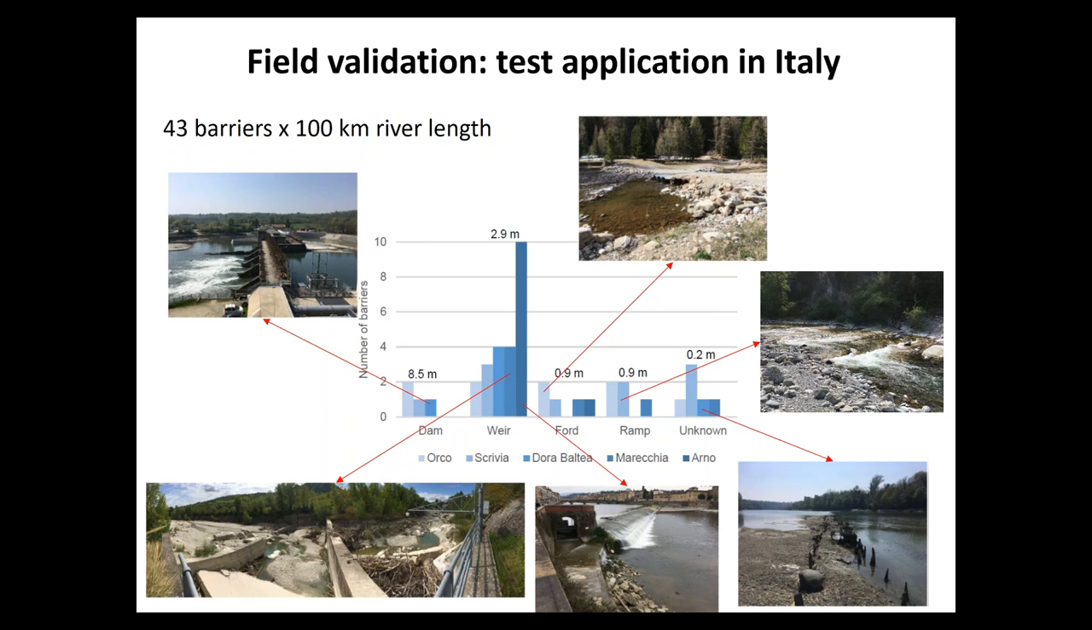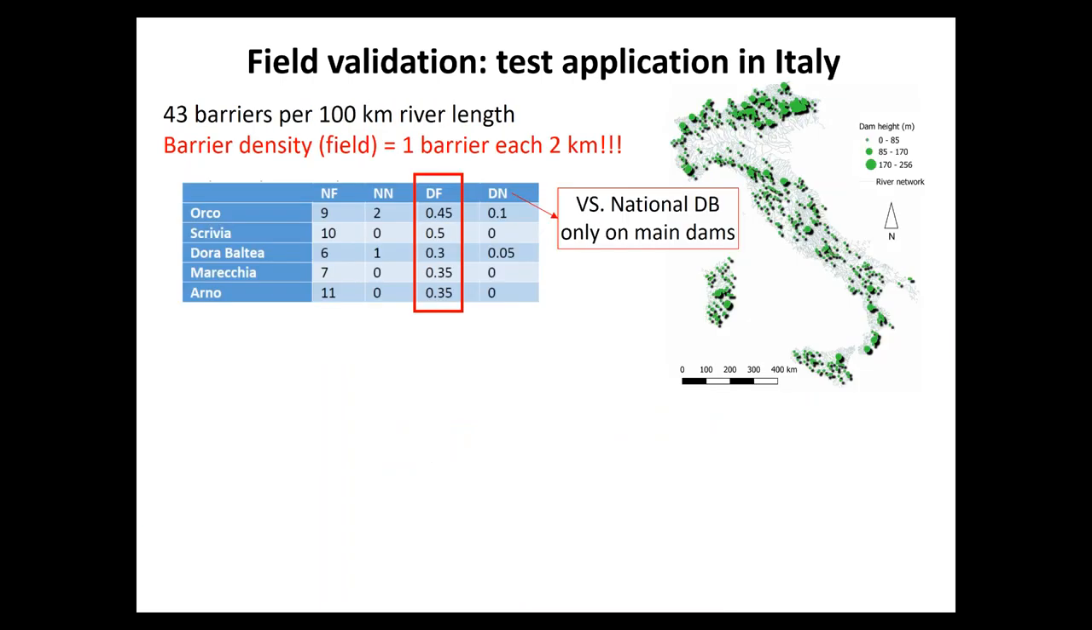But the most frequent one is weir. So barriers that have in average less than 5 meters, are less than 5 meters high. If you calculate the barrier density of our fieldwork, we found a density of one barrier every 2 kilometers. That is of several magnitude higher than the density that we have simply looking at the national database at the Italian level, that concerns only main dams higher than 10 meters.